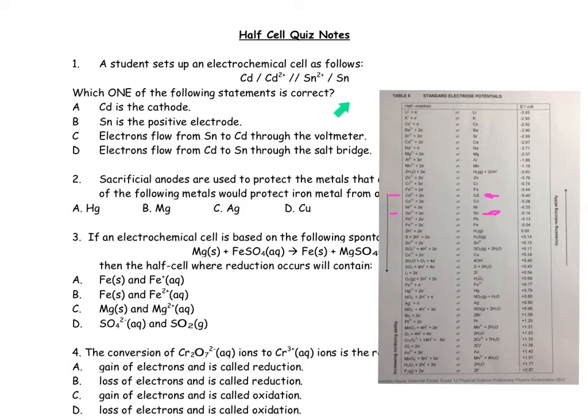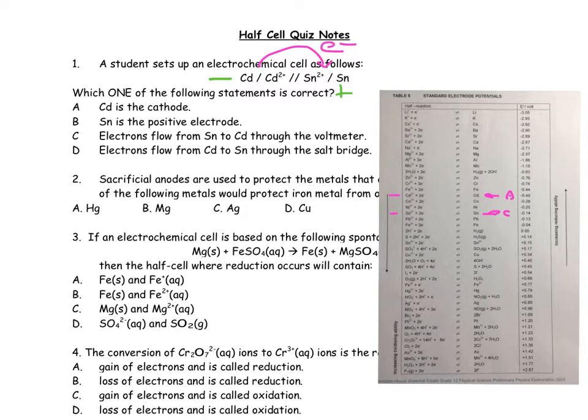So which of the following statements is correct? The top one is always going to be my anode, and the lower one is going to be my cathode. So cadmium is going to be the anode, and tin is going to be the cathode. And what happens is cadmium is going to lose electrons, and electrons will flow from the anode to the cathode, and they will flow from cadmium to tin. Which means that if electrons are being attracted to the tin, it must be positively charged because it's attracting electrons. That electrode must be positive, and the cadmium electrode must be negative.